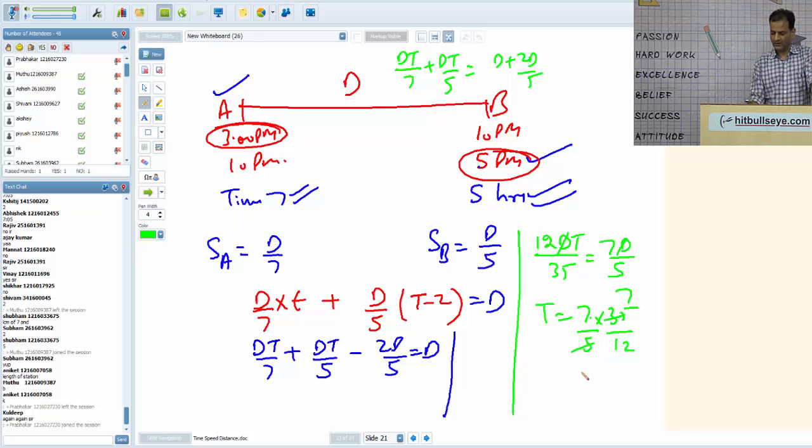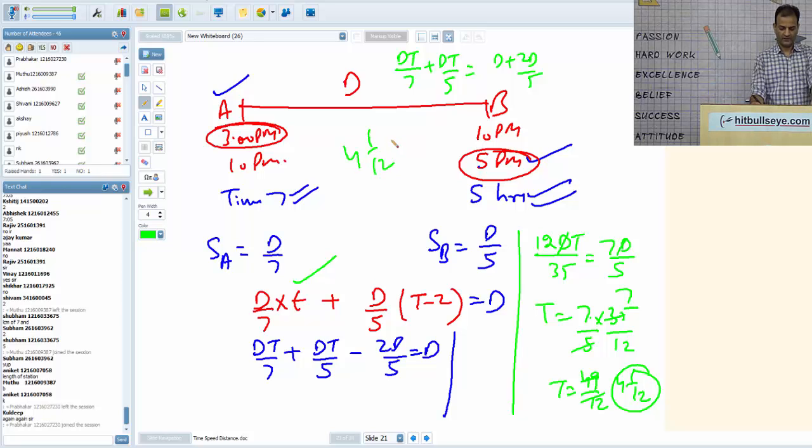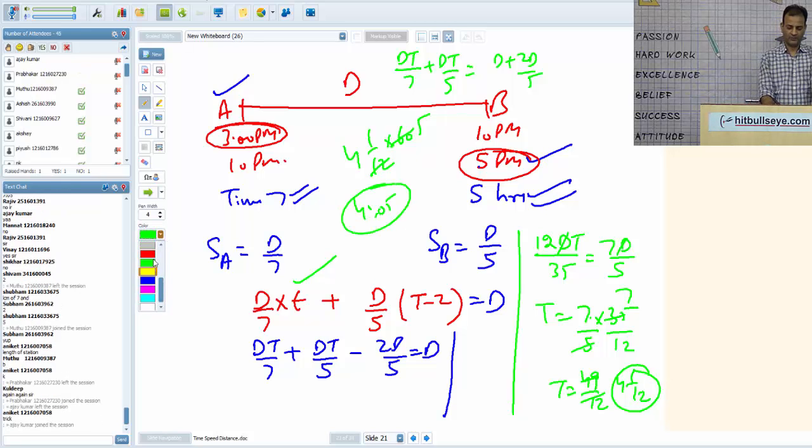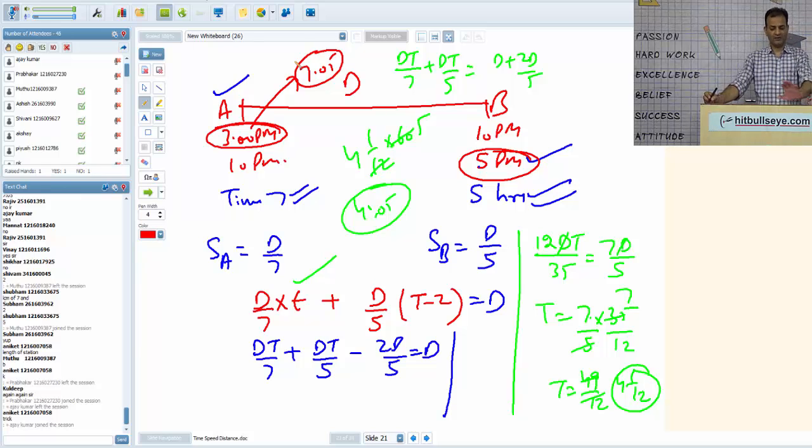So T will be 49 by 12, which is equal to 4 1 by 12 hours. What is 4 1 by 12? 1 by 12 into 60 is 5 minutes, so it will be 4 hours 5 minutes. We have to add 4 hours 5 minutes to 3 p.m., so it will be 7:05. The trains will cross. Again I will tell you a trick, friends.